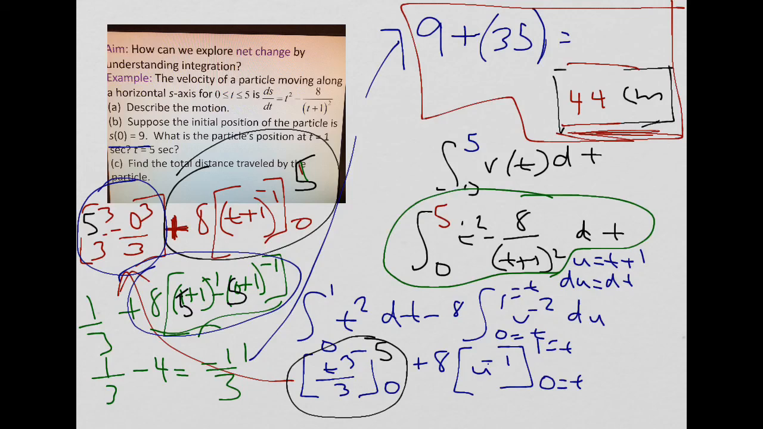When it asks for total distance, it does not matter about the left-right. They just want it in one direction, or like the movements in one direction. So that may be a little bit confusing, but if you remember that the total distance is the absolute value of the velocity function, then you're going to be like, oh yeah, that makes sense. Nothing new. You just have to remember for total distance, it's the absolute value of velocity.